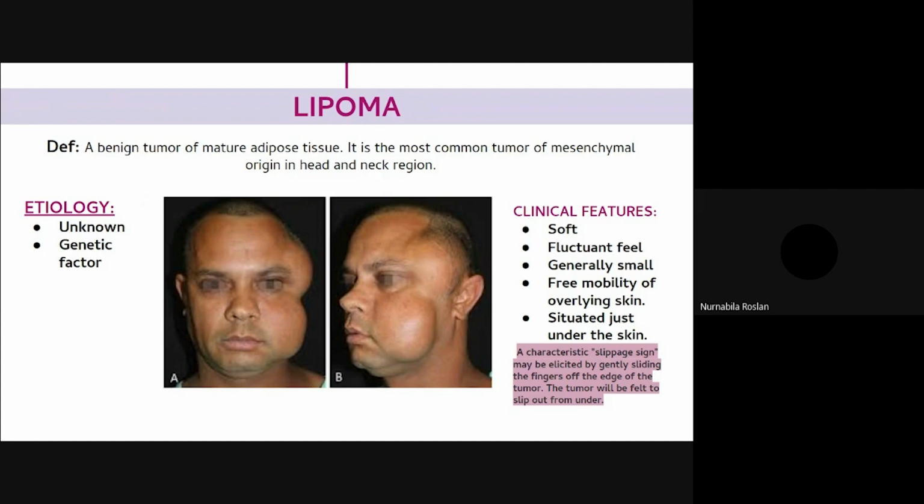So the etiology is usually unknown or due to genetic factors. And for the clinical features, the tumor is soft, it has a fluctuant feel, it is generally small, and it has free mobility of overlying skin. It's situated just under the skin. A characteristic slippage sign may be elicited by gently sliding the fingers off the edge of the tumor. So the tumor will be felt to slip out from under the finger.